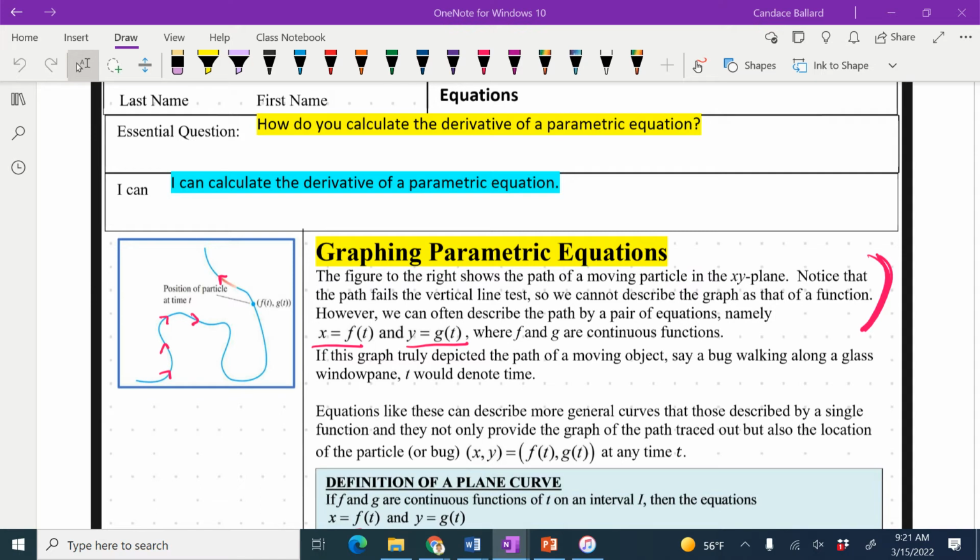All right. Erica, can you read us the essential question, please? Perfect. And then Matthew, can you read us the I can statement? How do you calculate the derivative of a parametric equation?